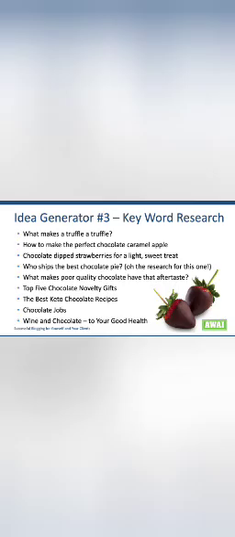Now, these aren't exactly the keywords that came up. I didn't put in truffle and have my keyword search tool say what makes a truffle. But I did find when I was searching for chocolate that one of the things that people are looking for is truffles. And so then I started thinking, okay, what would people maybe want to know about truffles? And so one of the ideas I came up with based on that was what makes a truffle a truffle.